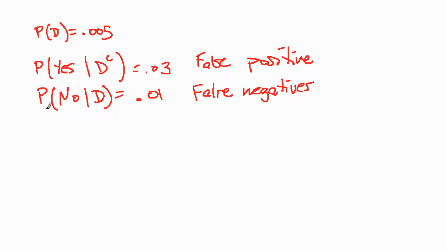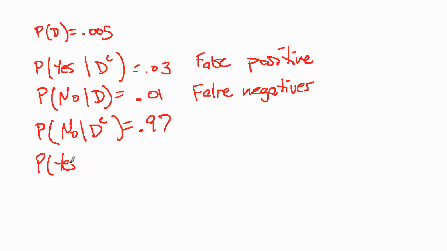By the way, these two pieces of information let us figure something out. If the probability of a yes, given that you don't have the disease, is 0.03, then the probability of a no, given DC, is equal to 0.97. And the probability of a yes, given that you have the disease, is equal to 0.99. Okay, you see how we derive these two numbers from these two numbers right over here.